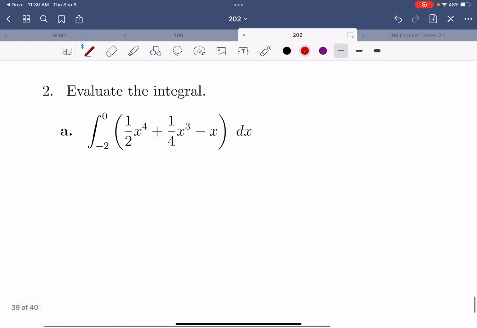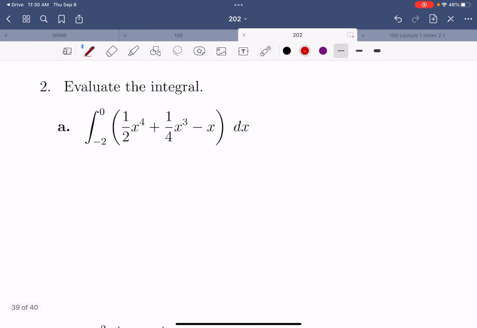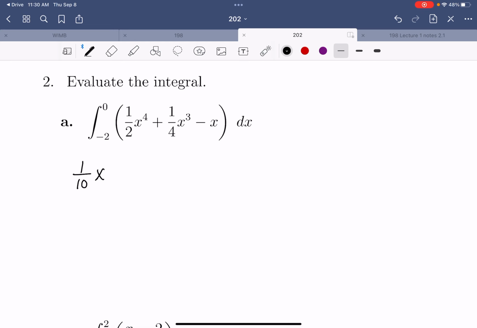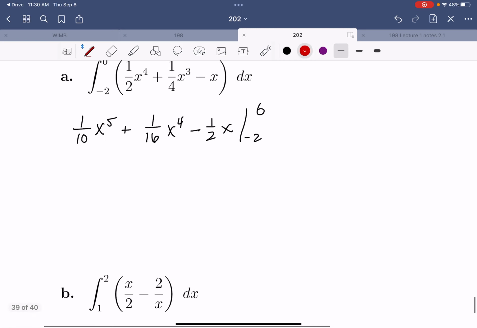Moving on to number 2, we're going to evaluate the definite integral this time. So let's find our antiderivative. Our antiderivative here becomes 1/10 x to the 5th plus 1/16 x to the 4th minus 1/2 x. And we're evaluating from negative 2 to 0. So when I plug in 0, all of it goes away. So I get 0.